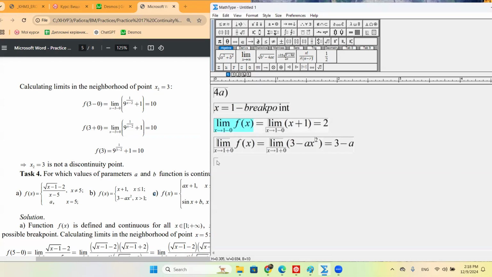Well, we just solve the following equation, finding a from this equation. 2 equals 3 minus a. So simple linear equation. a is 1. Yes, and a equals 1. And that's it. Any questions about this task?